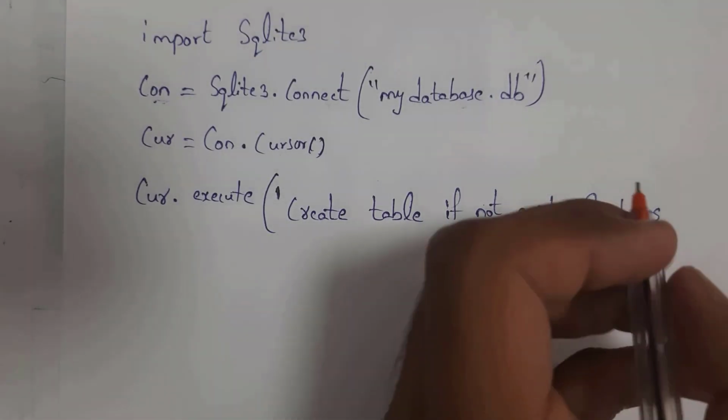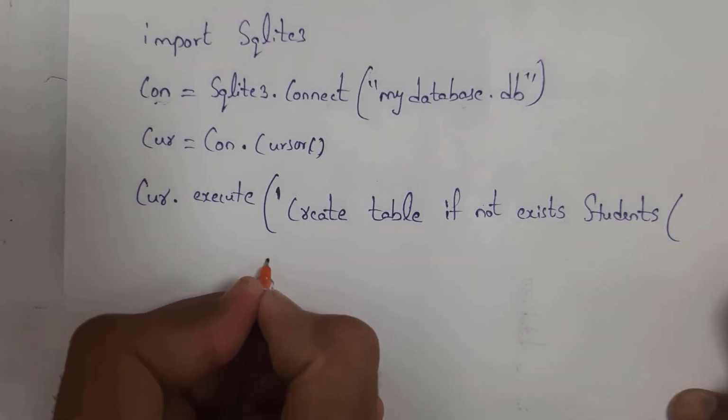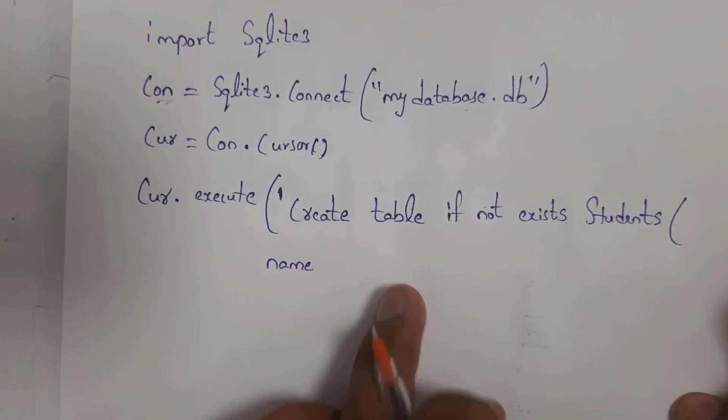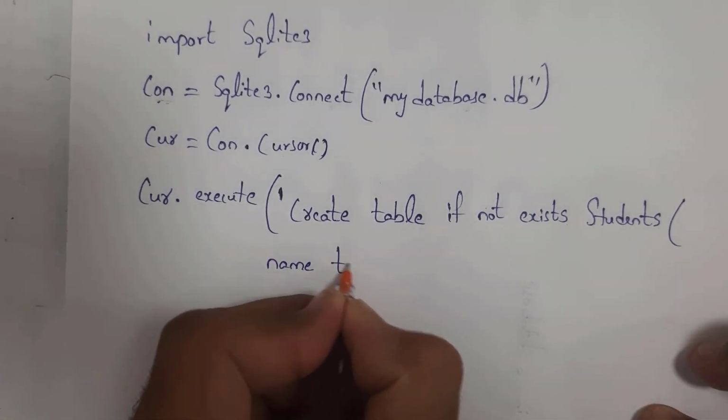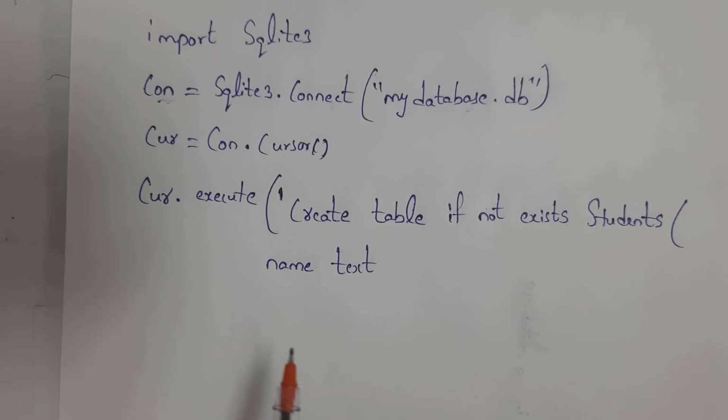This is table name and take bracket. I want to create 3 columns. One column name is name, another column name is roll number and another column name is section. So just write here name and here you need to give data type. So just write here text type. Whatever the language that I am using in order to create this table, we call this language as structured query language.